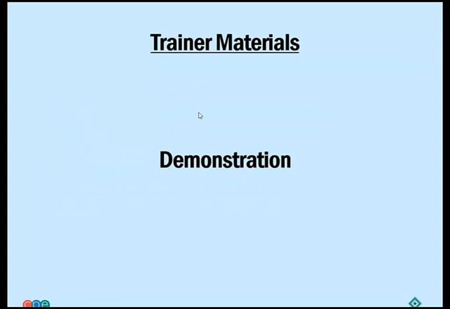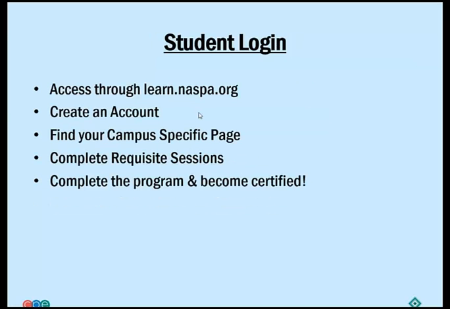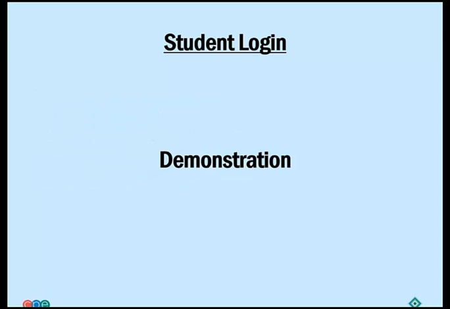We just did the demonstration, and that takes us into the student login. As I mentioned, we are trying to make sure that our students have as easy a time as possible to engage with the course and be able to log in and take their certifying examination. They are going to learn.naspa.org, where they will create an account, find their campus's specific page, complete the requisite sessions, and be able to complete the program and then become certified. So we're going to make a fake login and get a student enrolled into a course to show you the steps that your students will go through.